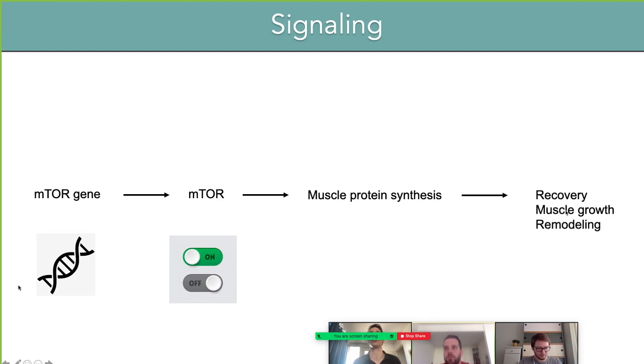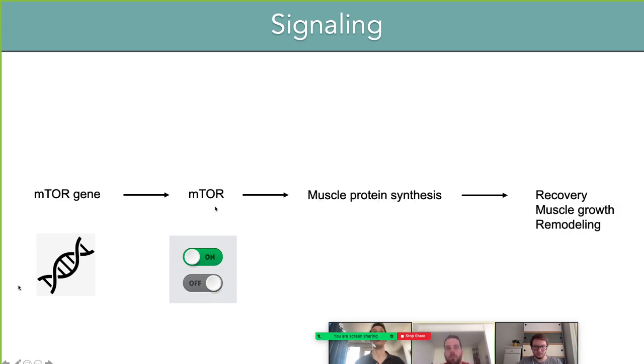That won't produce muscle growth, but it will make sure that they can keep producing energy at a high rate and keep going. So this is ultimately what we're interested in. Well, muscle protein synthesis is essentially the driver of all these processes. Then the question is, what regulates muscle protein synthesis?